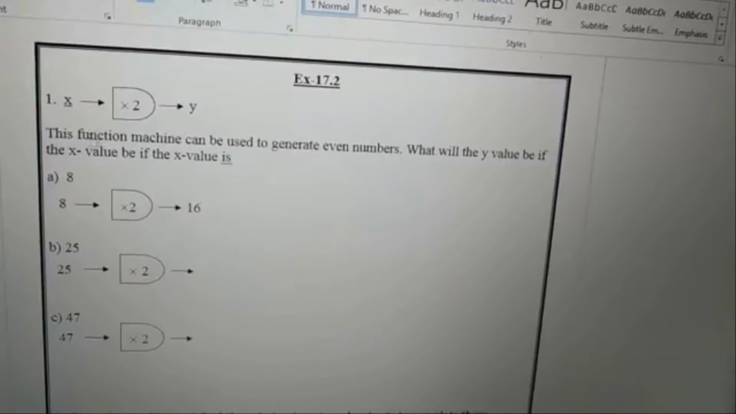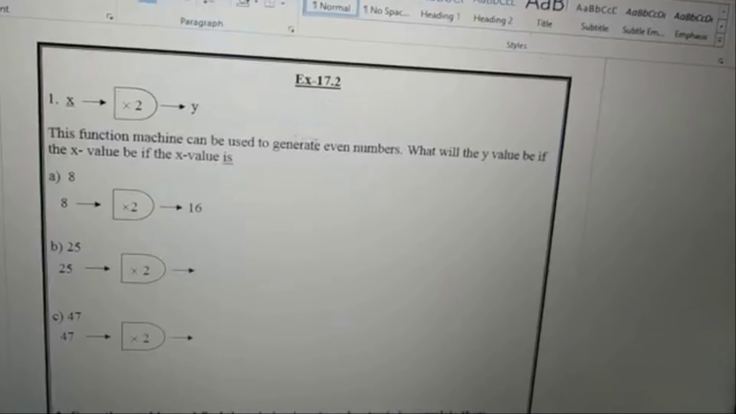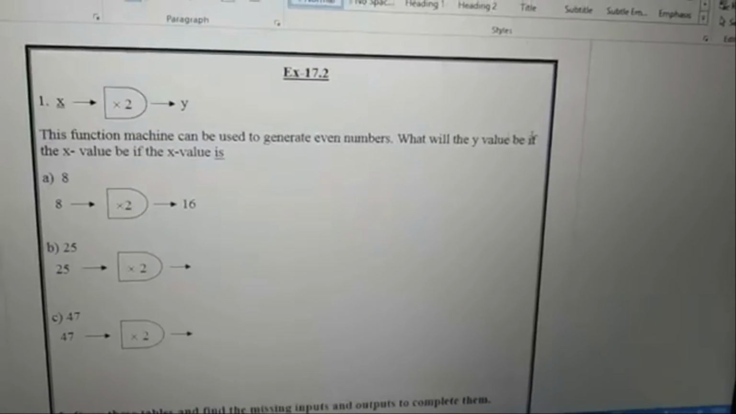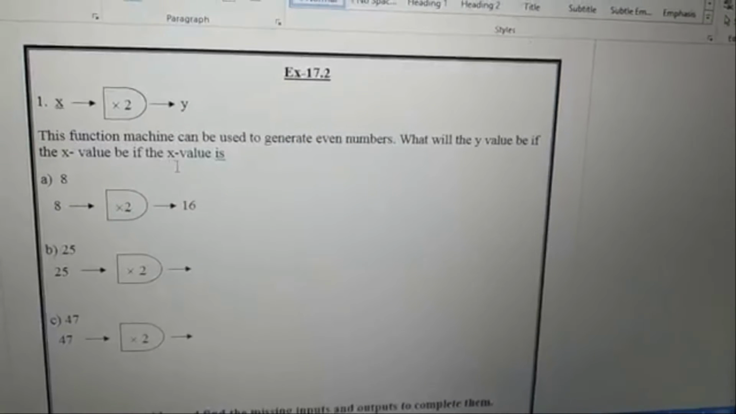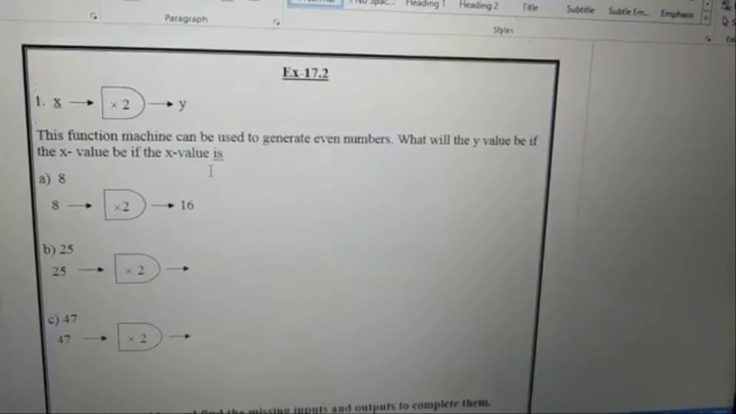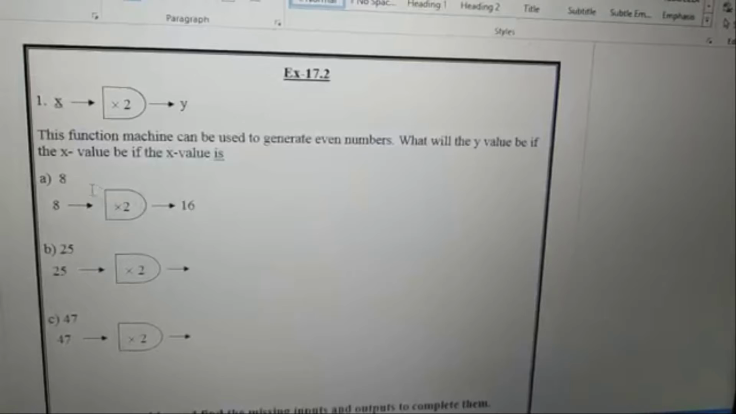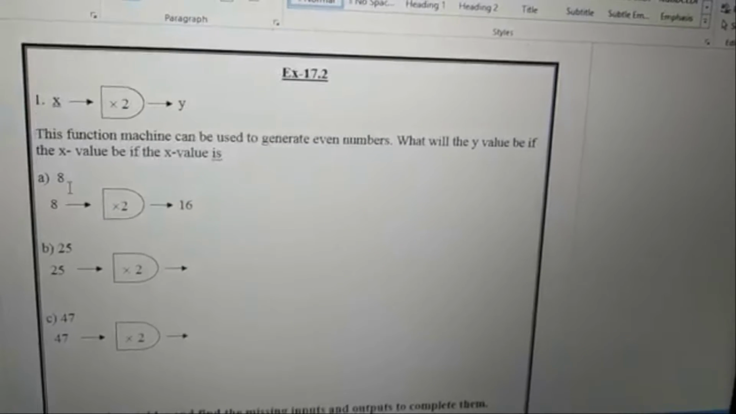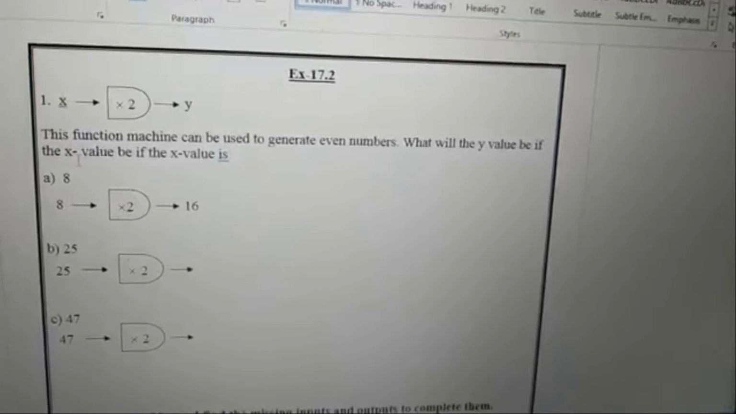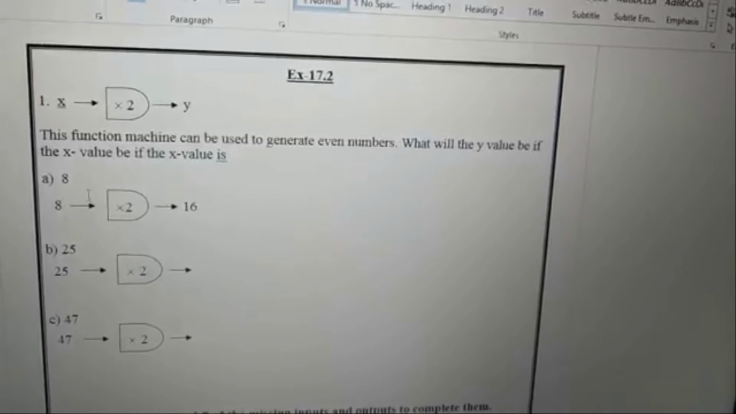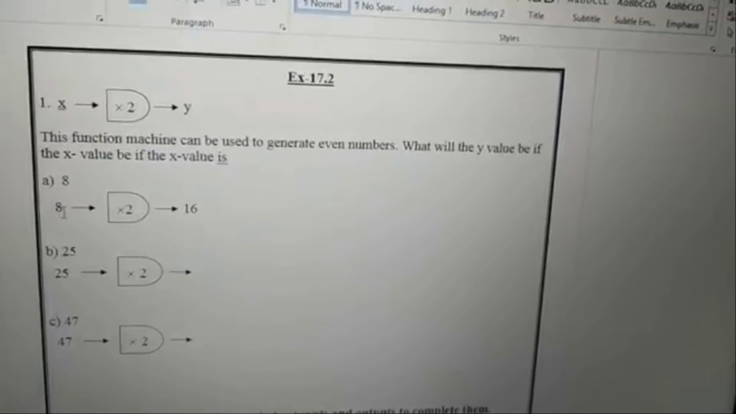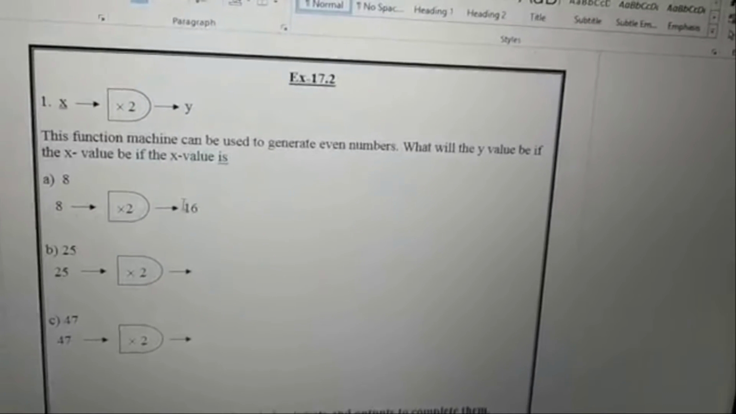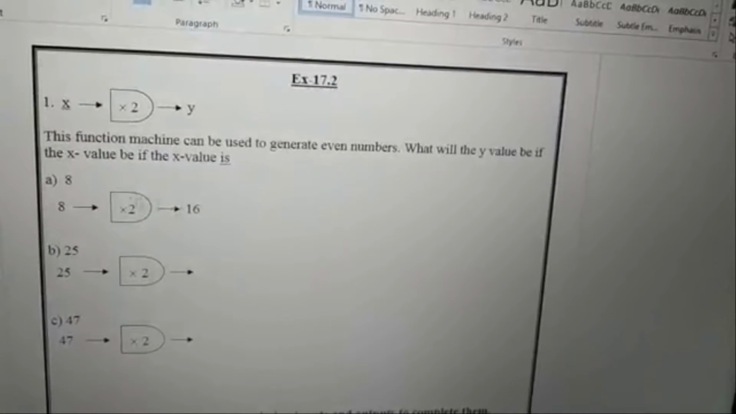This function machine can be used to generate even numbers. What will the y value be if the x value is 8? So here the x value is 8 and the rule is multiply by 2. Now if we multiply 8 by 2 we will get 16.